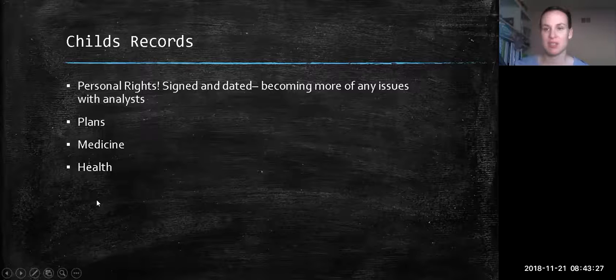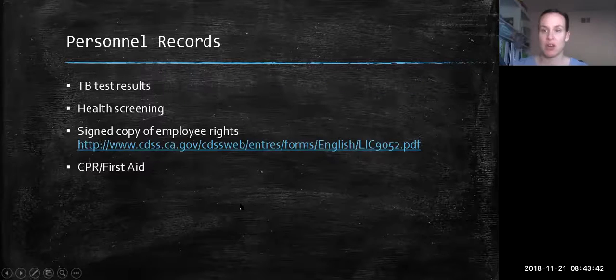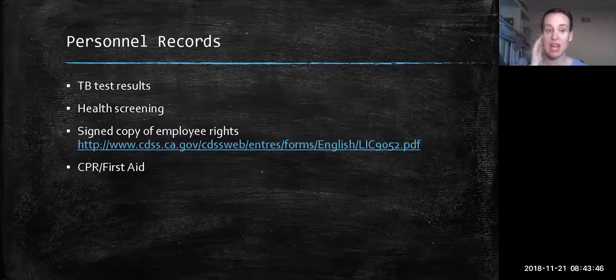You also need to make sure that their health checkups are well done, very easy to access within the health records, and then this also includes the immunizations, part of the law that we have as well. Then personnel records, so once again, other staff should not have access to this. It should just be management staff, but a big thing would be the TB test, keeping an eye on when those are due for all of your staff.